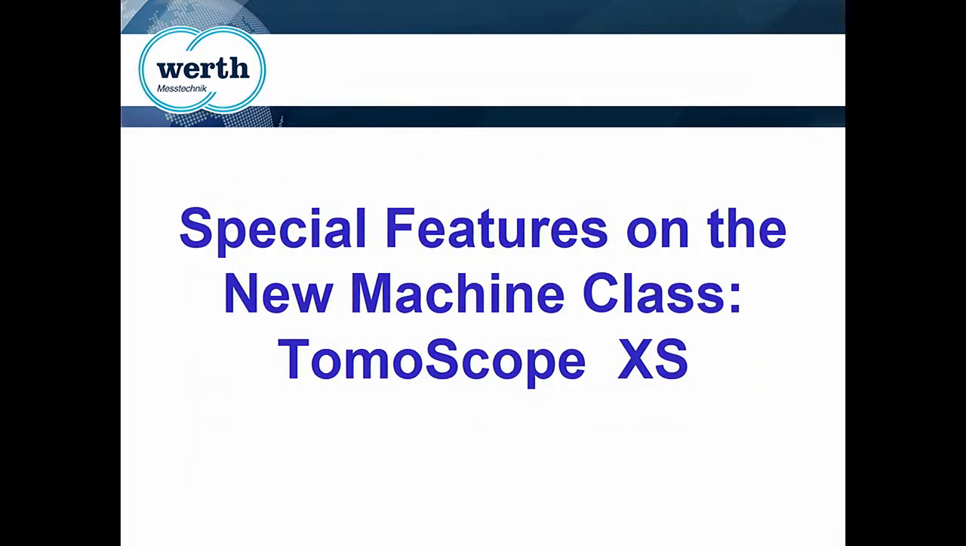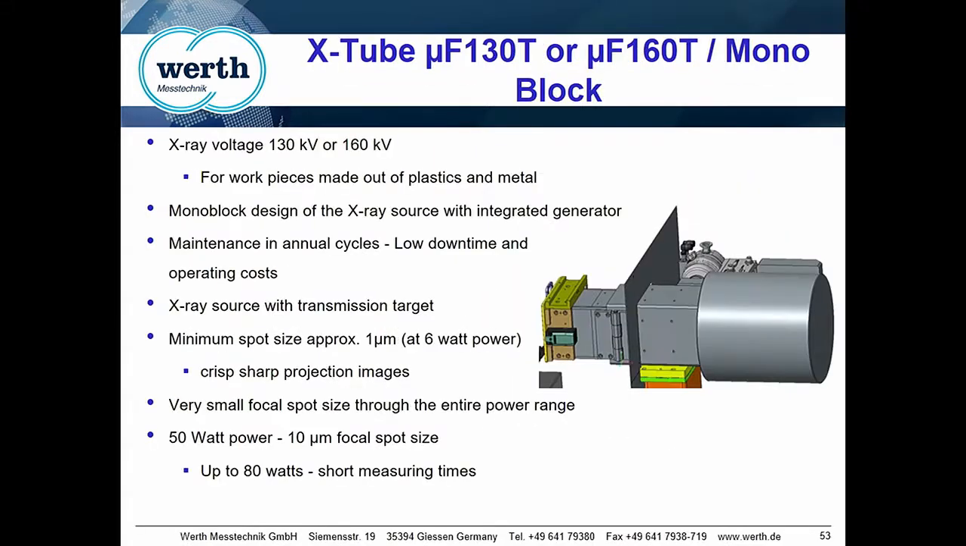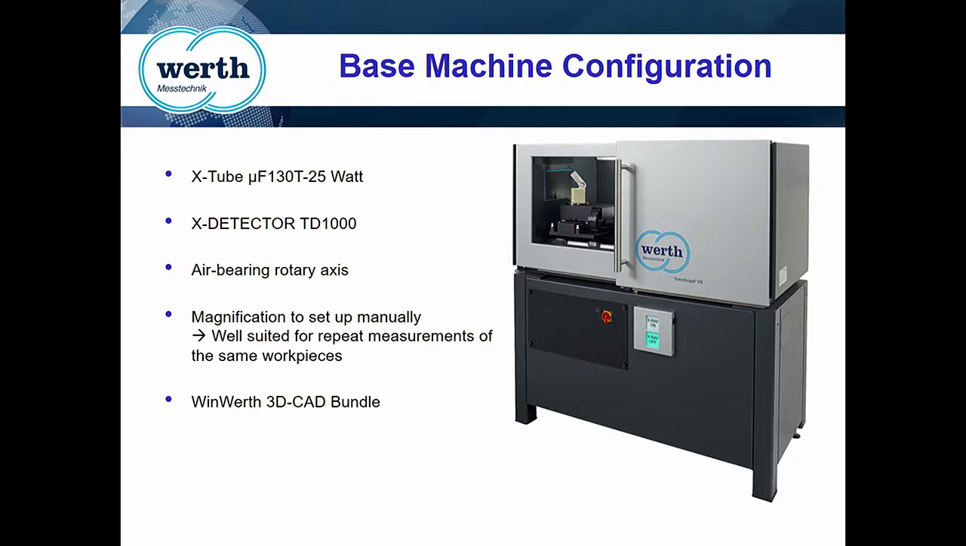To go into our newest machine that came out, our TomoScope XS. The base machine comes with a 130 kilovolt microfocus tube. This is ideal for plastics. Your part sits on an air-bearing rotary axis. The magnifications are set up manually, so this is ideal if you are doing repeat measurements of the same part. And all of our machines come with our proprietary Werth software.